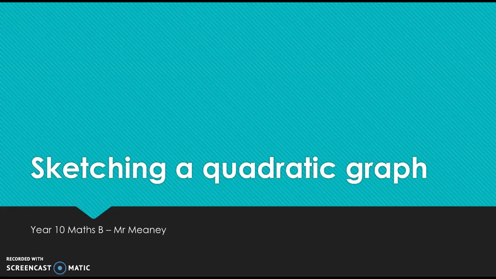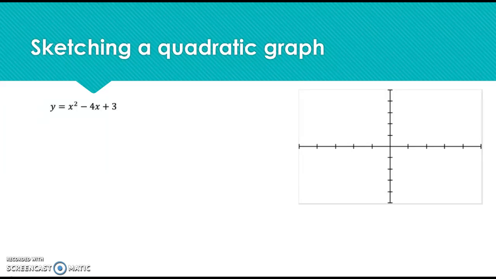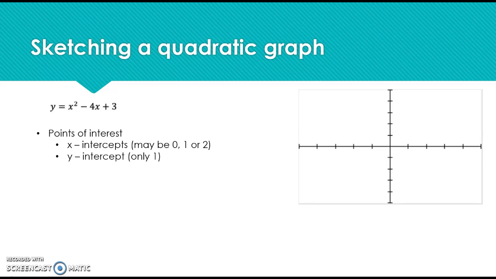Hi, in this tutorial we're going to examine how to sketch a quadratic graph given a rule. So here's the rule, and basically when we do sketch a graph there's three different points of interest that we're looking at. Okay, so 3 points of interest, and in no particular order. The x-intercepts, now there might be none of these, one, or in some instances two, but there will never be more than two for a quadratic. We'll have one y-intercept, and we'll have a single turning point.